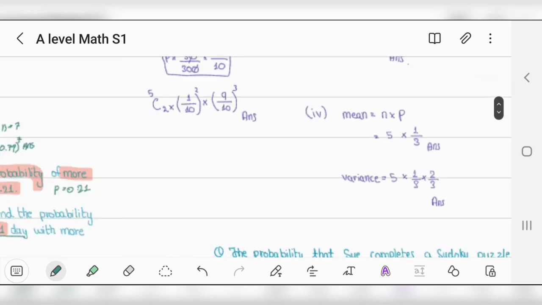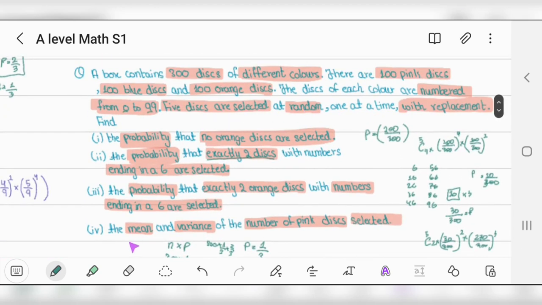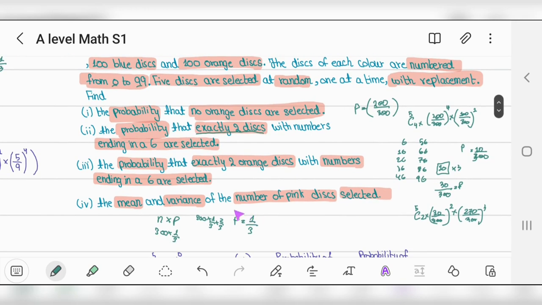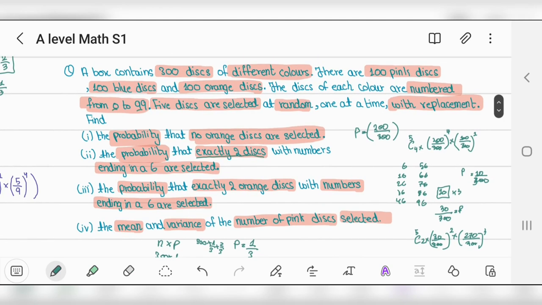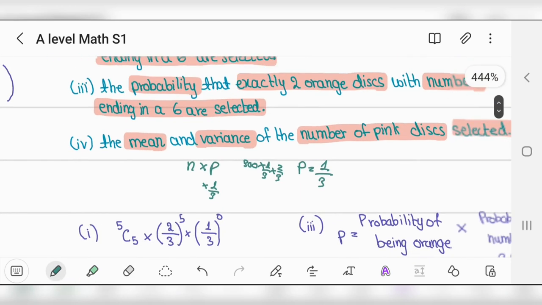Since it says 5 disks are selected, find the mean and variance of the number of pink disks selected. So there are 5 disks, and the probability of having a pink disk is 1 upon 3, and N is 5, since it says 5 disks are selected. And in the variance, the same thing, it's going to be 5. Okay, so this is the answer.